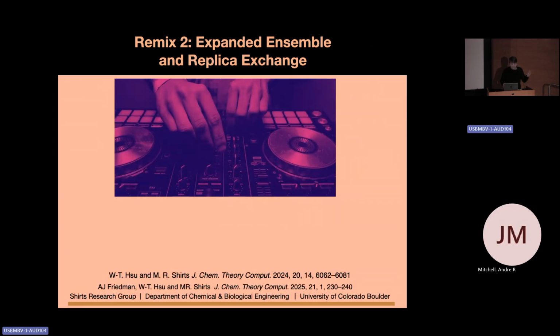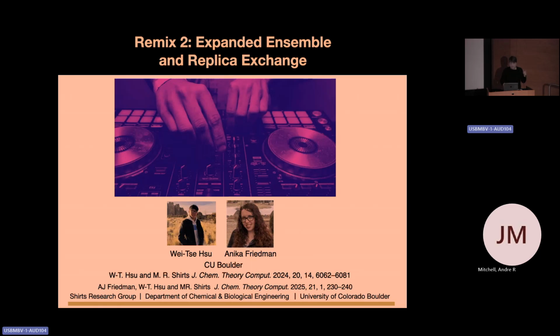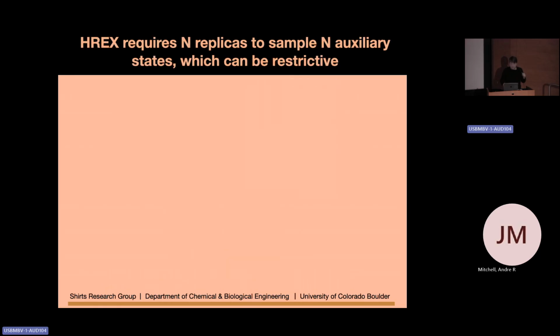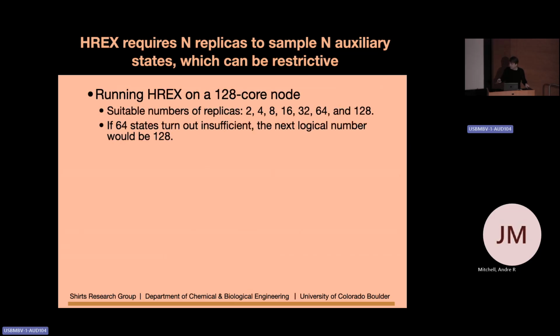That's the first remix. Remix 2: expanded ensemble and replica exchange. This is work done by Weitze and also Annika Friedman in my group, who isn't here, over the last year or so. Hamiltonian replica exchange requires n replicas to sample n auxiliary states, and this can be very restrictive. Let's say we're running Hamiltonian replica exchange on a 128 node.